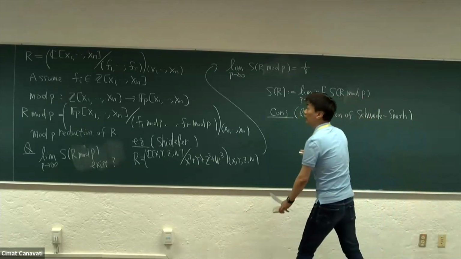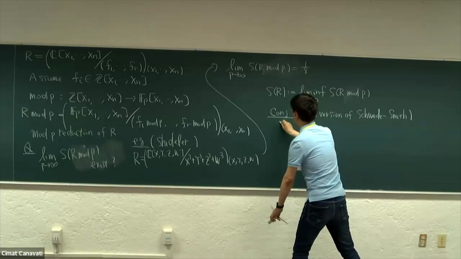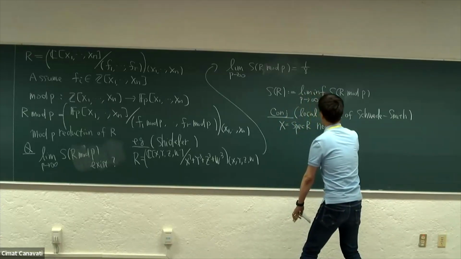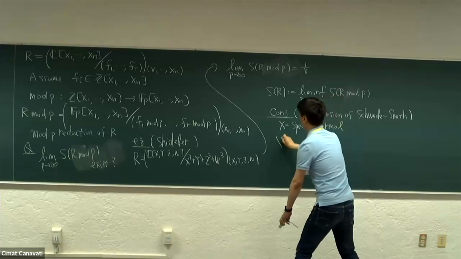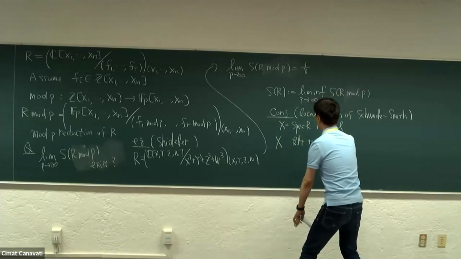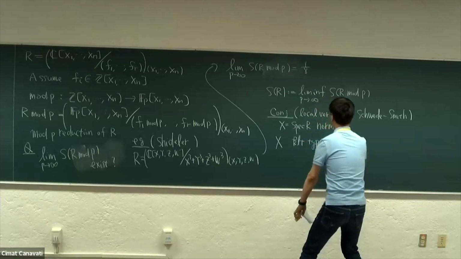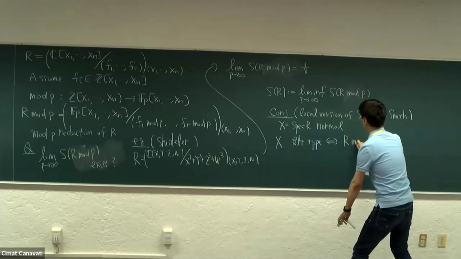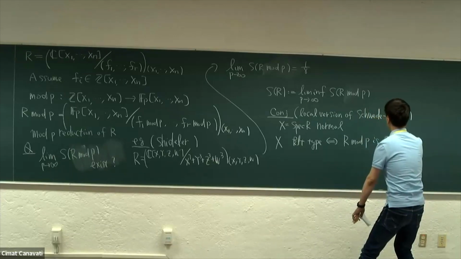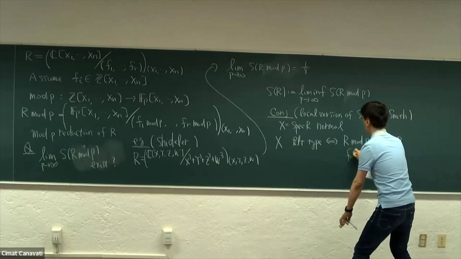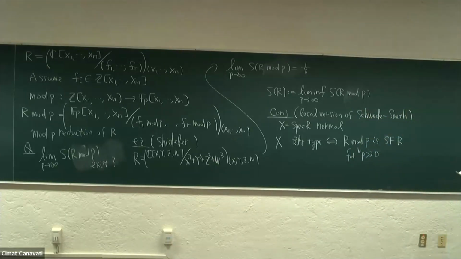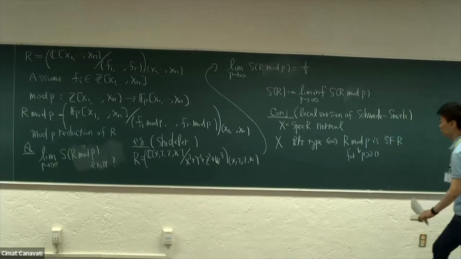Let me assume X is Spec R, which is normal. Then X is KLT type if and only if the modulo p reduction of R is strongly F-regular for sufficiently large p.